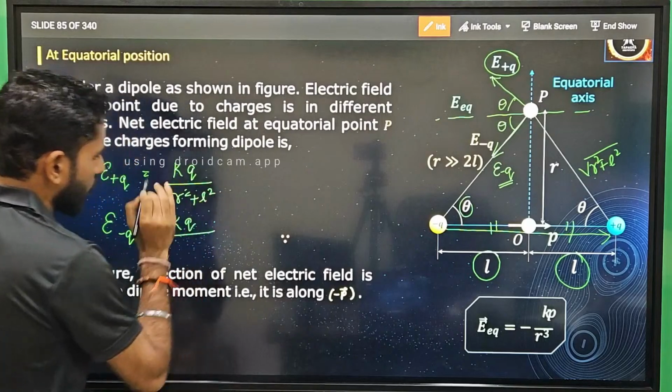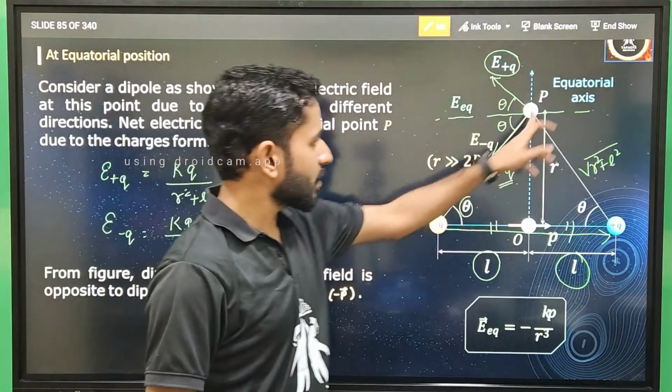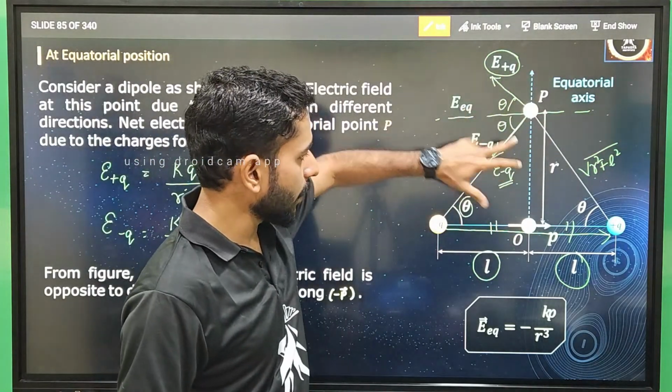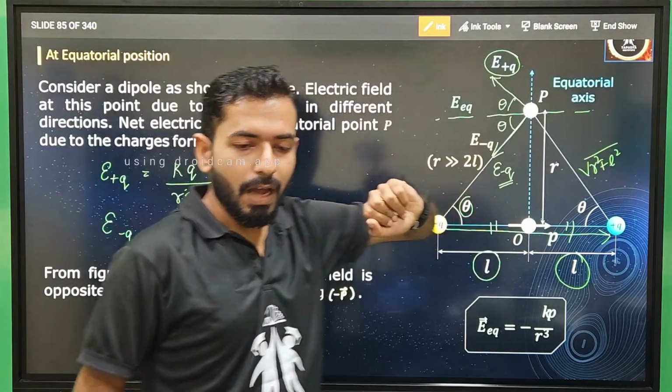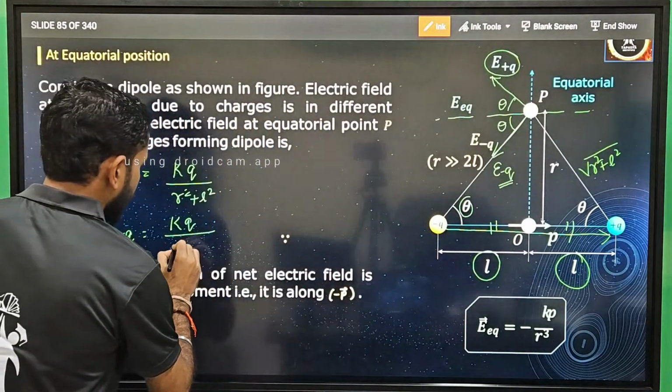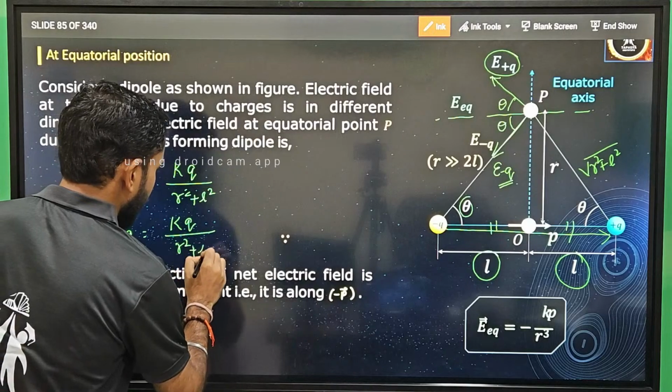For the negative charge, how do you write? This is your negative charge, this is the point where you are writing. What is the distance, can you tell me? This is R, this is L. What will be this hypotenuse distance? This will be R square plus L square. Again, it is R square plus L square.